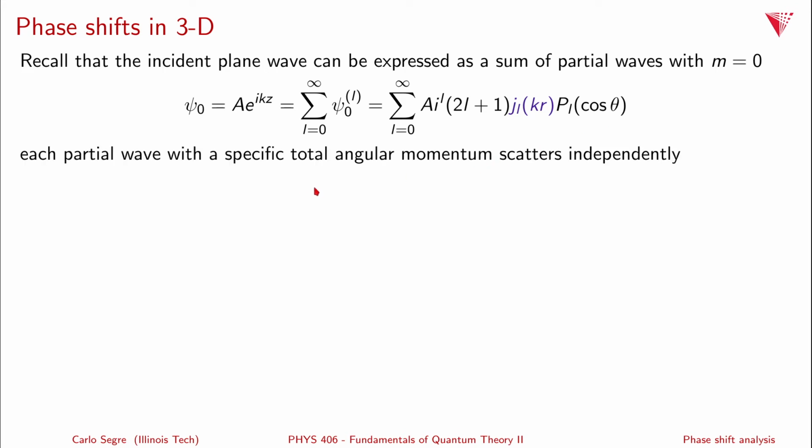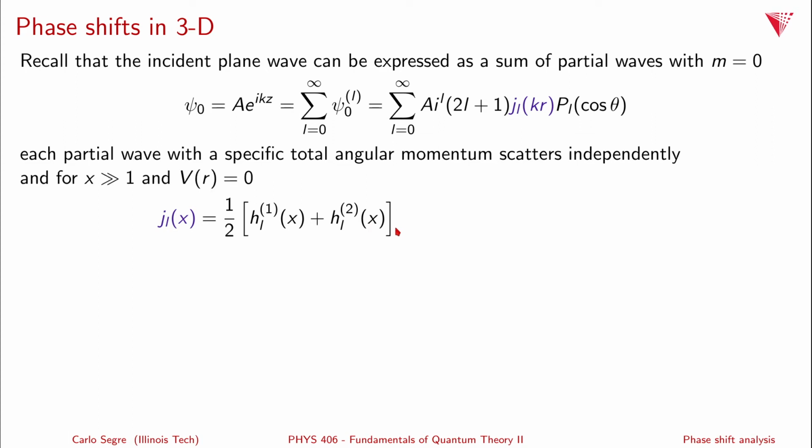Each partial wave, that is each value of L, has a different total angular momentum and it scatters independently. So j sub L of x can also be written in terms of Hankel functions because the Hankel functions were sums of Bessel and Neumann functions. So j sub L is 1/2 times the quantity h sub L of the first kind of x plus h sub L of the second kind of x.